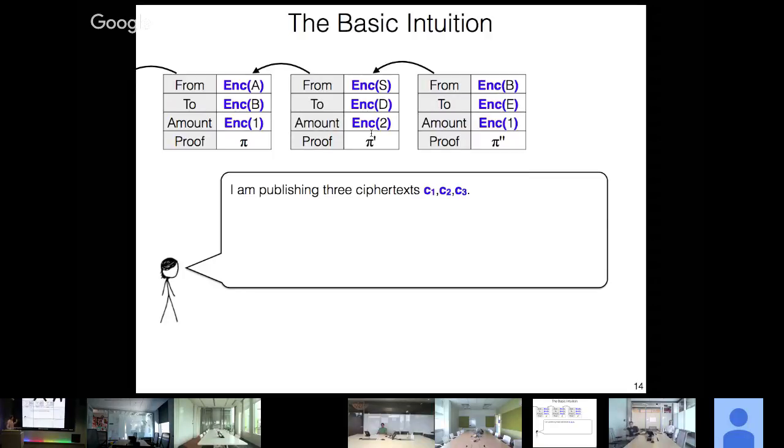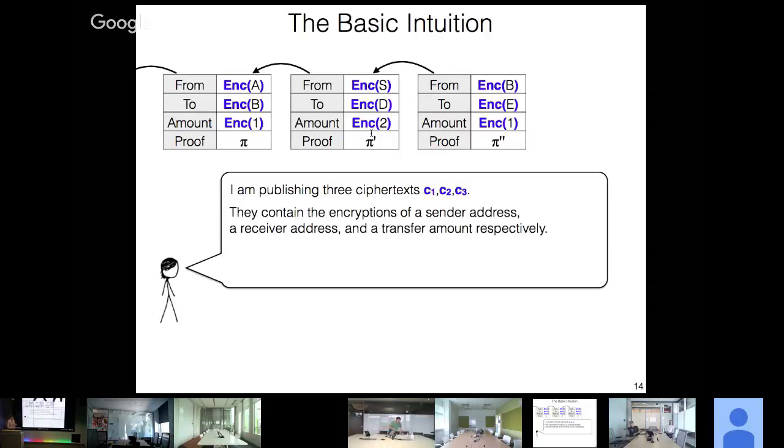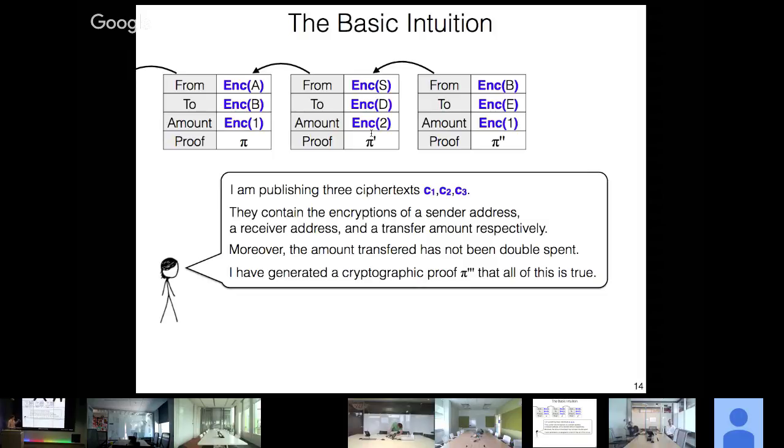And very roughly, at an extremely high level, Alice will be saying the following. I am posting a transaction. It contains 3 ciphertexts. These ciphertexts are encryptions of a sender address, a receiver address, and a transfer amount, respectively. And of course, since I encrypted them, you don't know what these are. So I must convince you the amount has not been double spent. And to do that, I've generated a cryptographic proof that all this is true. Okay? So does it make sense as a general approach? Of course, we'll delve into what this means concretely, but it seems reasonable, right? You encrypt, people don't know, so you prove on the side that something is valid underneath.